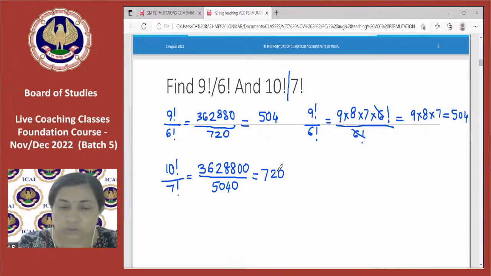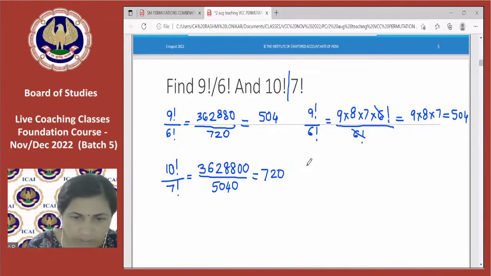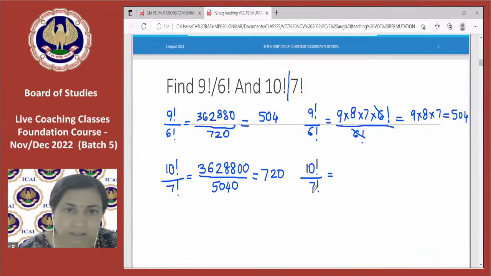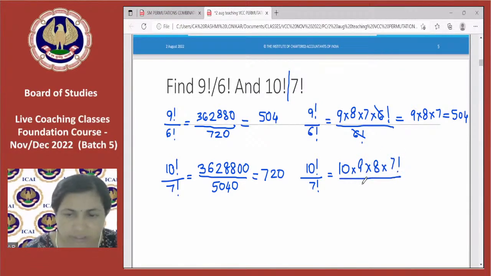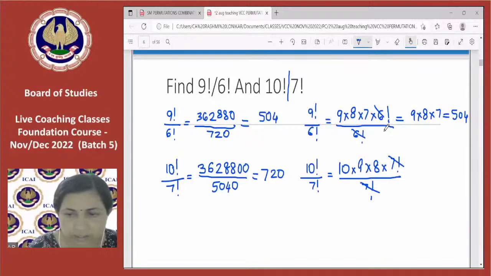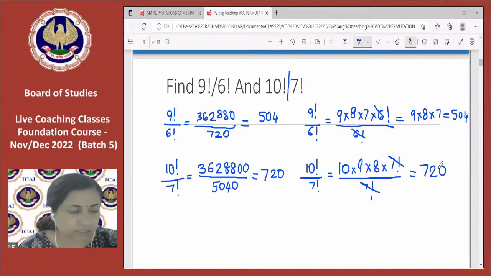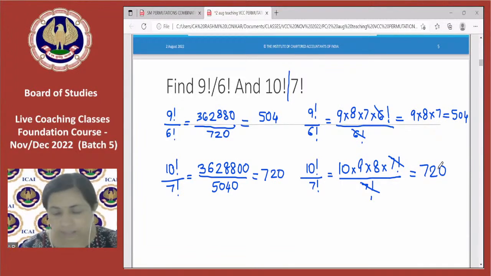Okay. Let us use the other method. 10 factorial upon 7 factorial is equal to, now bigger number up to the smaller number, 10 into 9 into 8 into 7 factorial upon 7 factorial. So this 7 factorial and 7 factorial will get cancelled. And what will I have left with? 10 9s are 90, 90 8s are 720. Okay. Just let me know in the chat box whether you have understood till here.